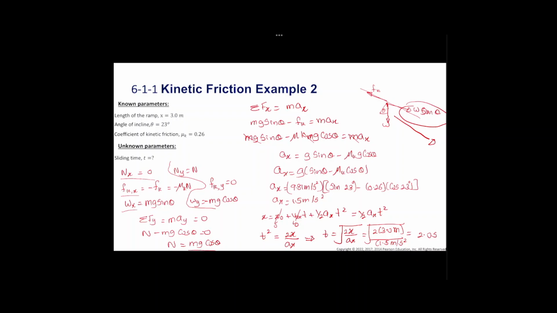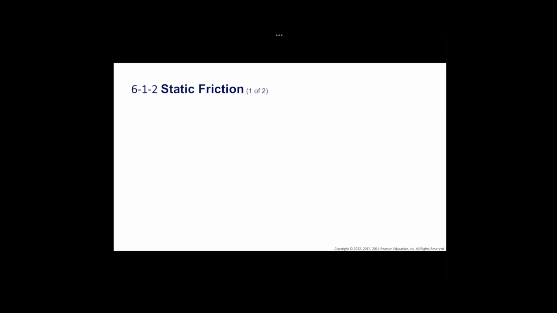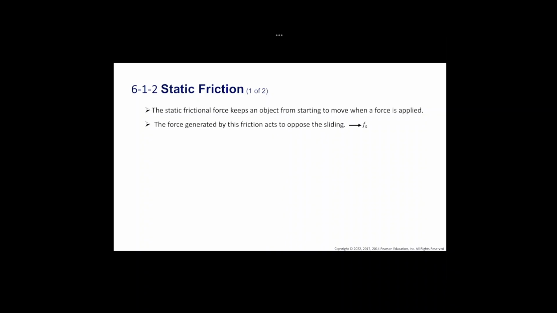progress in this case. Now, as I said earlier, there is another type of friction which is called static friction. Static friction tends to keep two surfaces from moving relative to one another. Like kinetic friction, it is due to the microscopic irregularities of surfaces that are in contact. The force generated by this friction acts to oppose the sliding, and in symbolic form we can write Fs. Here s means static, F is friction.